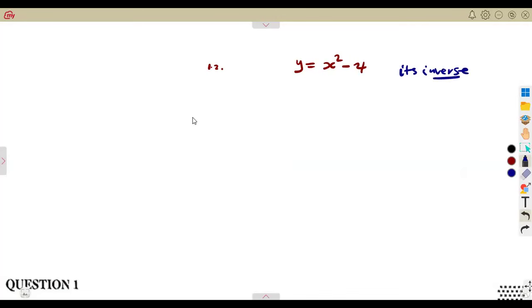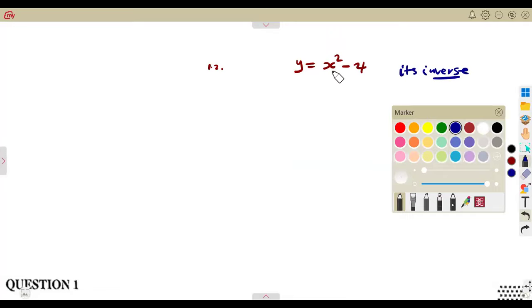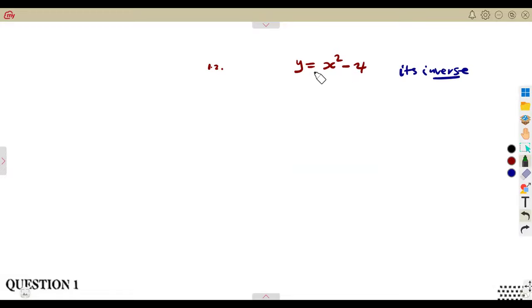Its inverse. How do you find the inverse? The inverse is simply, you interchange the x and y values, then you make y the subject. So you interchange first, meaning x is equal to y squared minus 4. You interchange the x and y, then you make y the subject.